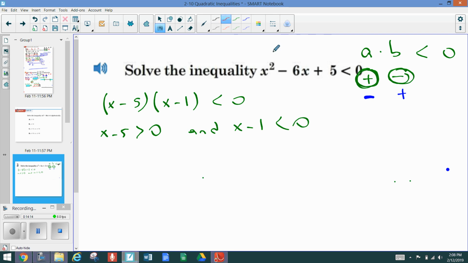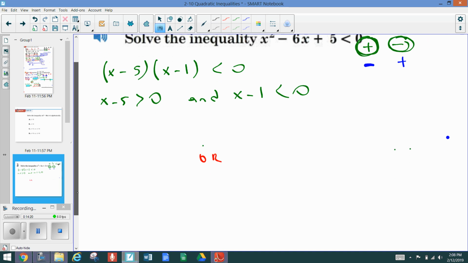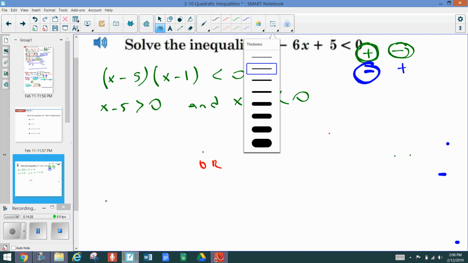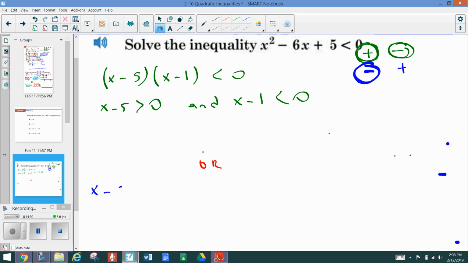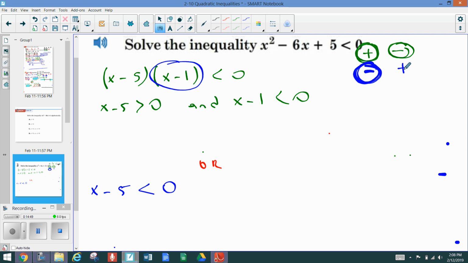And we have one more case. We call that or. Okay? What color is that? So the first case is going to be negative. So tell me one. X minus 5. What is this? Negative, right? How can you express negative? Right. And tell me the other one. Greater than. What is greater than? The second one is here. X minus 1 is greater than 0.